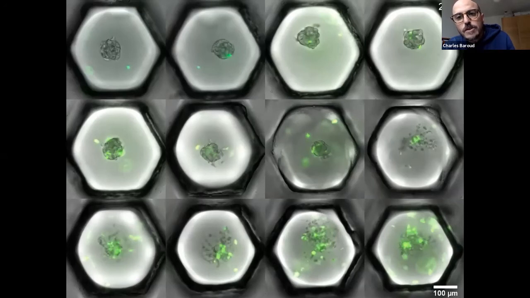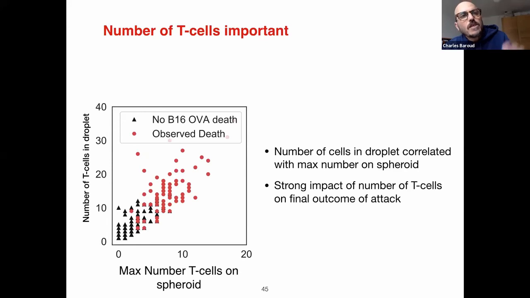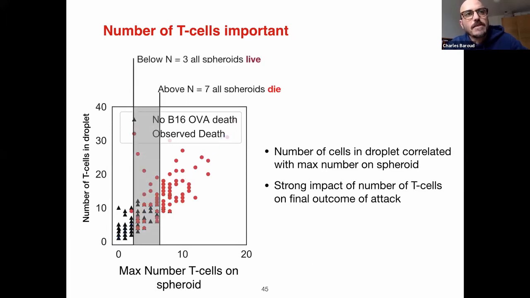And so I just have a couple of slides left to finish. So we're able to relate the outcome of the spheroid, is it dead or is it not dead, depending on the number of cells in the droplets. And what we're able to do is to say that below a certain threshold number of cells, they never kill the spheroid. Above a certain threshold number of cells, they always kill the spheroid. But the question is, what does the intermediate range tell us about the interactions between the immune cells?